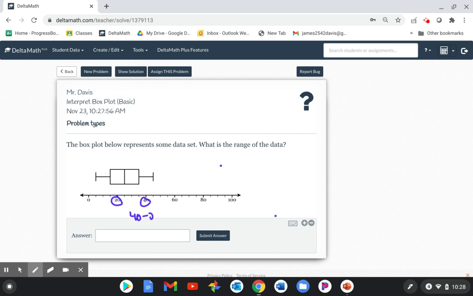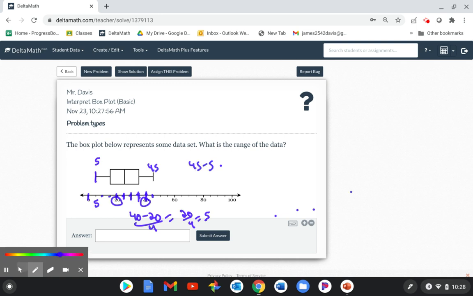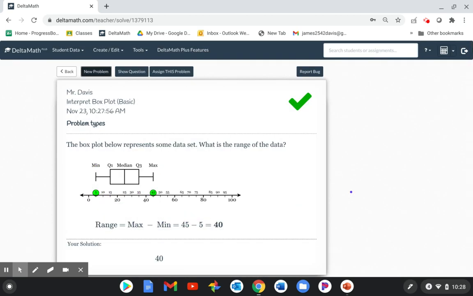You just do 40 minus 20, and then divide by how many steps you'd have to take to get here. So here you've got 1 step, 2 steps, 3 steps, 4 steps. So it would be 20 divided by 4, which would be 5. So each tick mark represents 5. So the range would be 5, 10, 15, 20, 25, 30, 35, 40, 45. So the range would then be 45 minus 5, which would be 40. So that looks like the hardest part, just figuring out the scale.